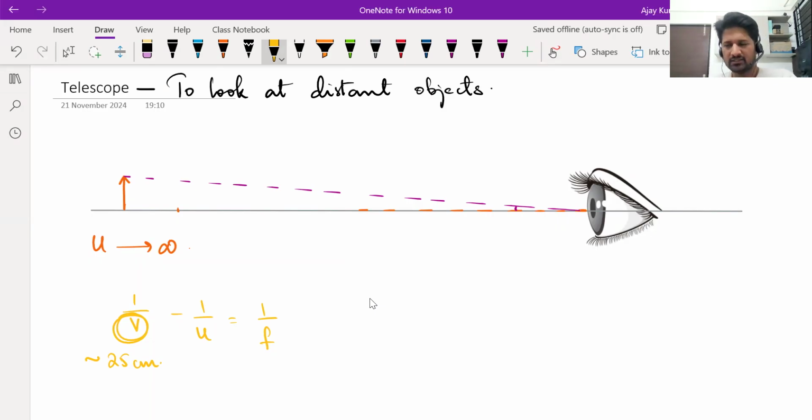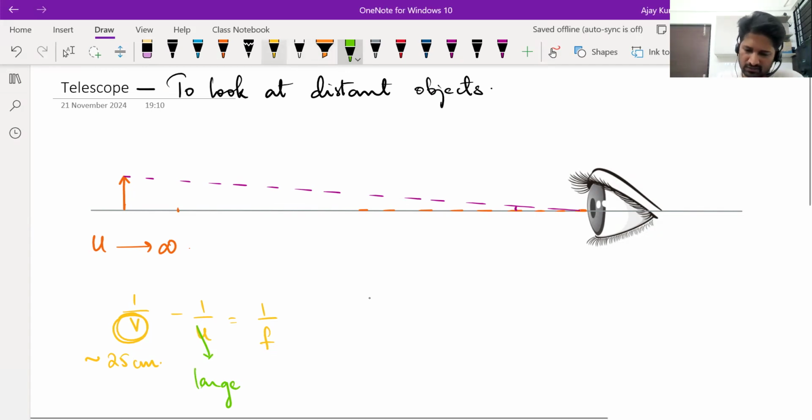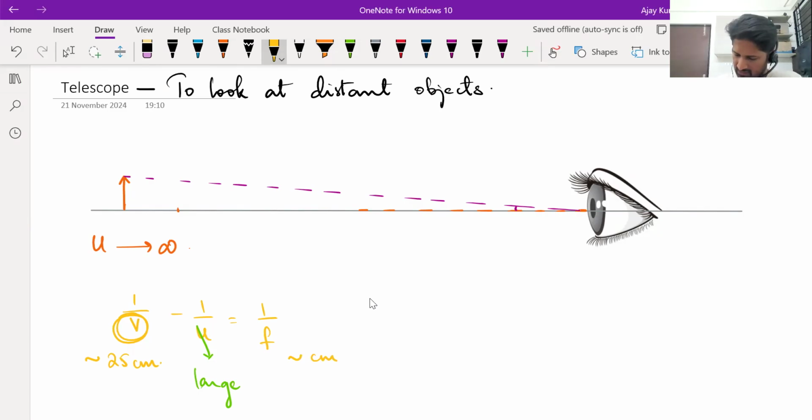So even if the object is some meters away or kilometers away, then u will be a very large number. And the focal length of the lens will be in centimeters only again. So f is approximately a few centimeters, maybe 10, 20, something like that. So compared to v and f, u is very large.